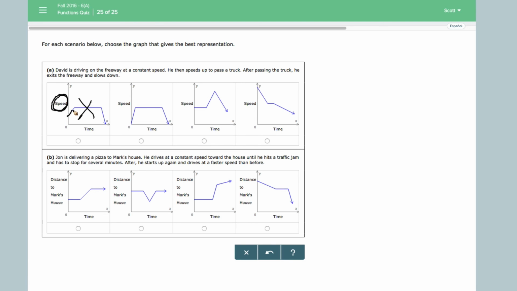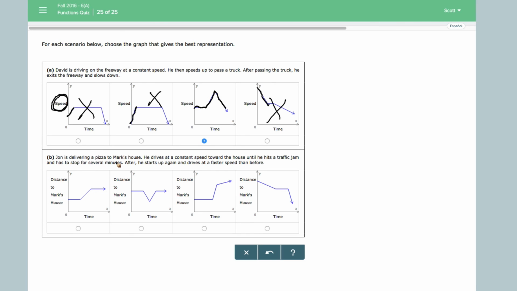That one we see his speed increasing. Can't increase. Here we see his speed increasing. Can't increase. Here we see his speed decreasing. Can't decrease. That only leaves this one. His speed is constant. Then he speeds up to pass a car. Then he slows back down again. So that would be that answer.